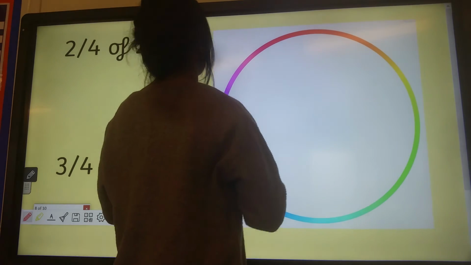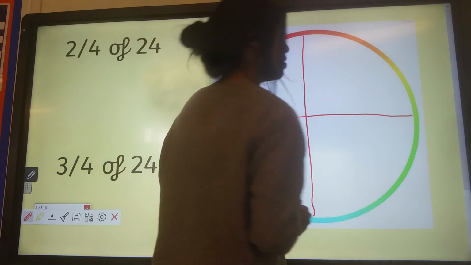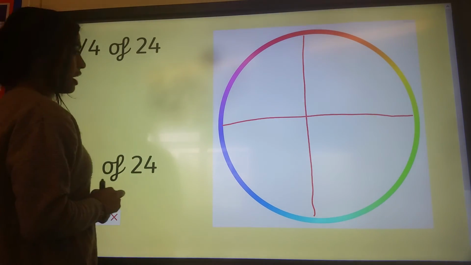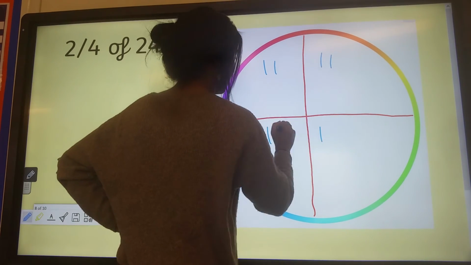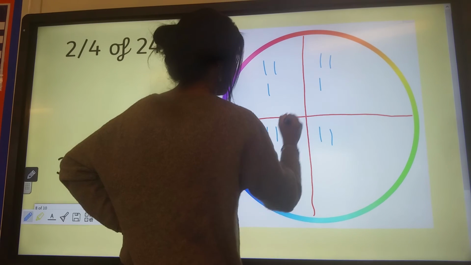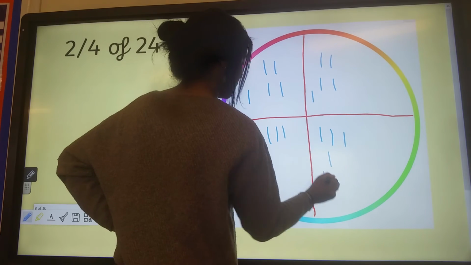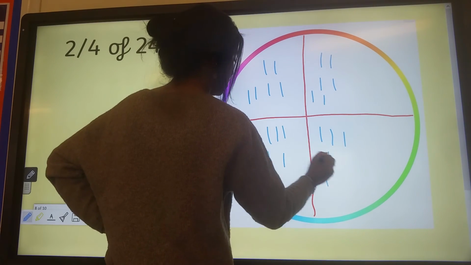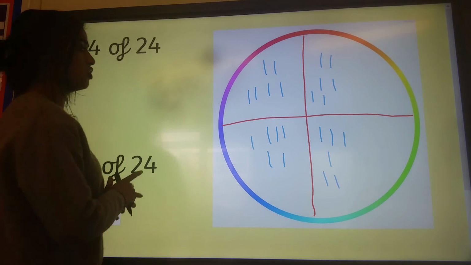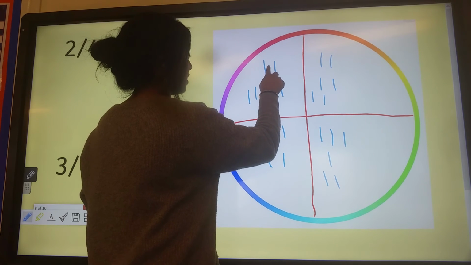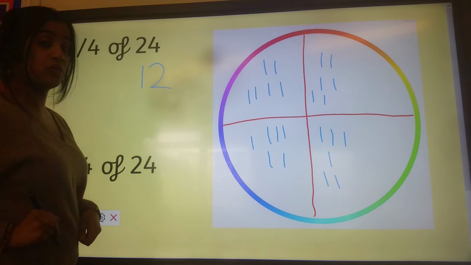Are we ready? Let's have a look. So it's quarters. I'm going to divide my circle into quarters. I am now going to count to 24. 1, 2, 3, 4, 5, 6, 7, 8, 9, 10, 11, 12, 13, 14, 15, 16, 17, 18, 19, 20, 21, 22, 23, 24. I now need to count how many there are in 2 quarters. 1, 2, 3, 4, 5, 6, 7, 8, 9, 10, 11, 12. So my answer is going to be 12.